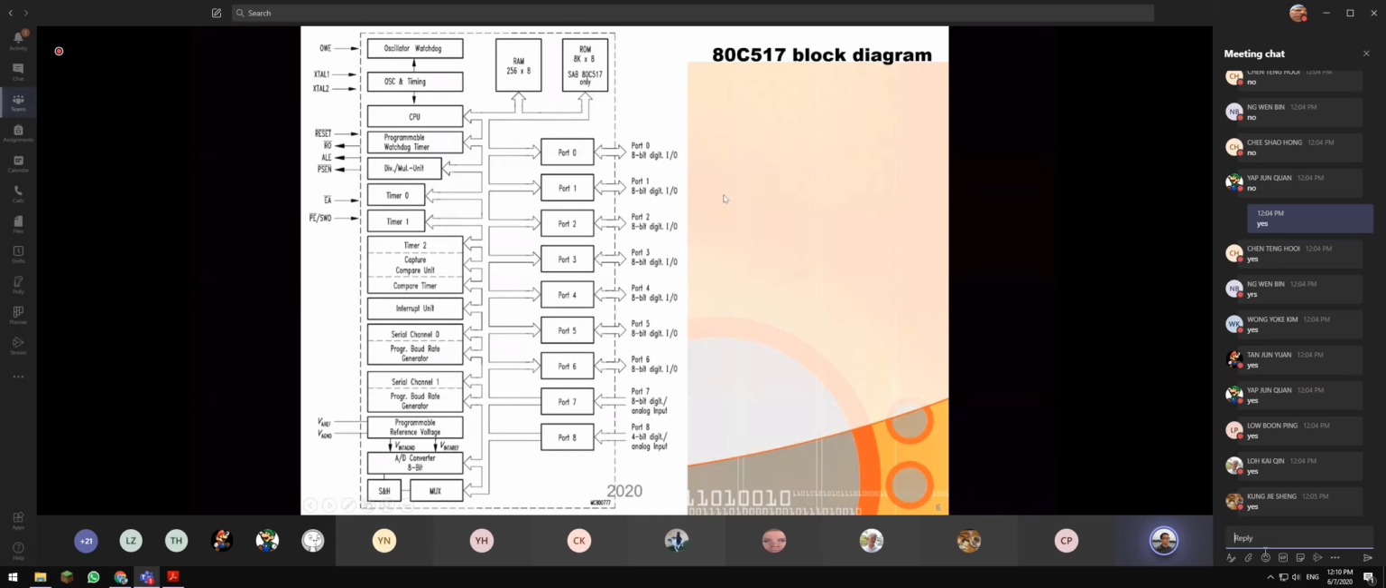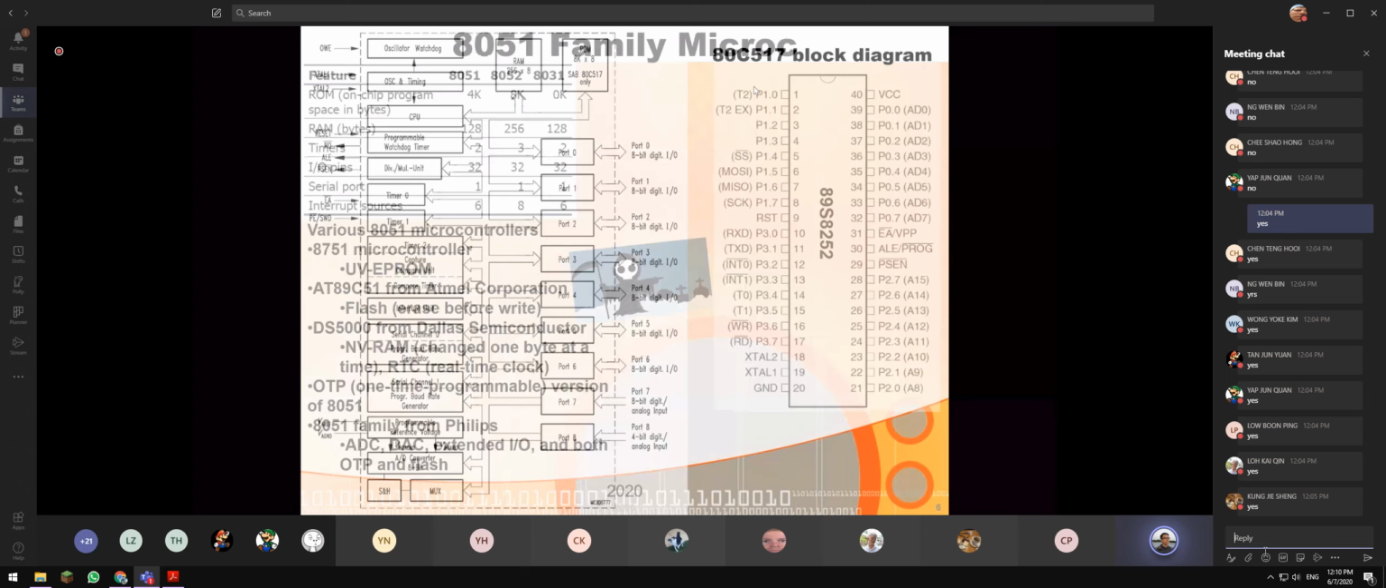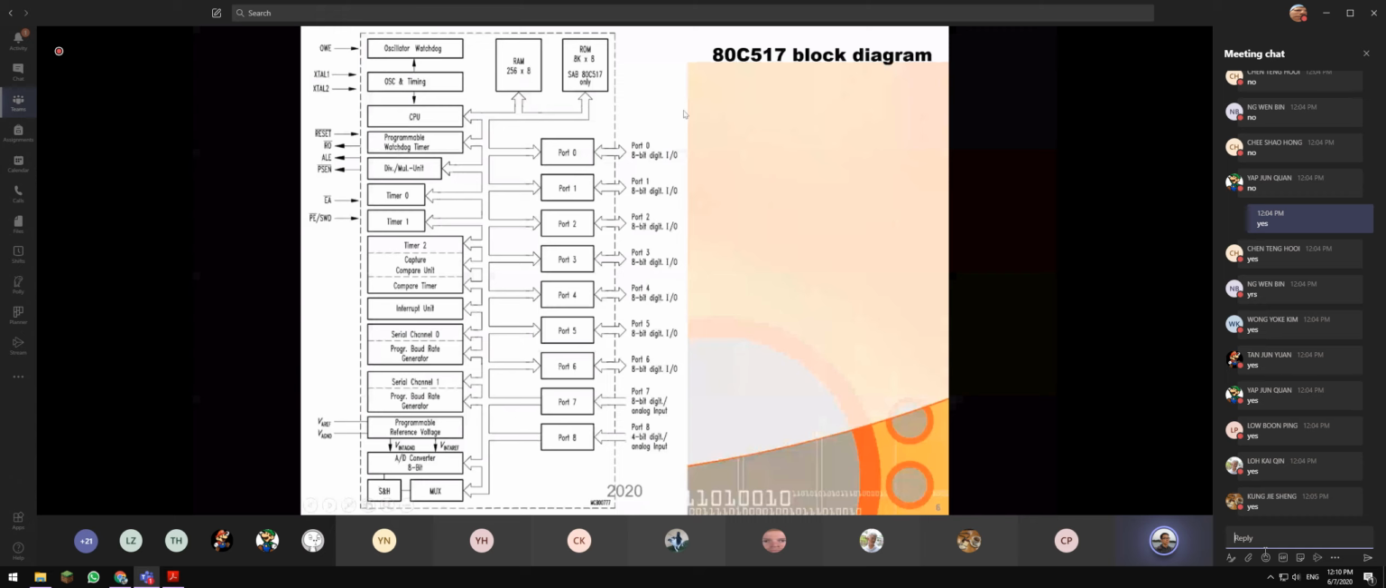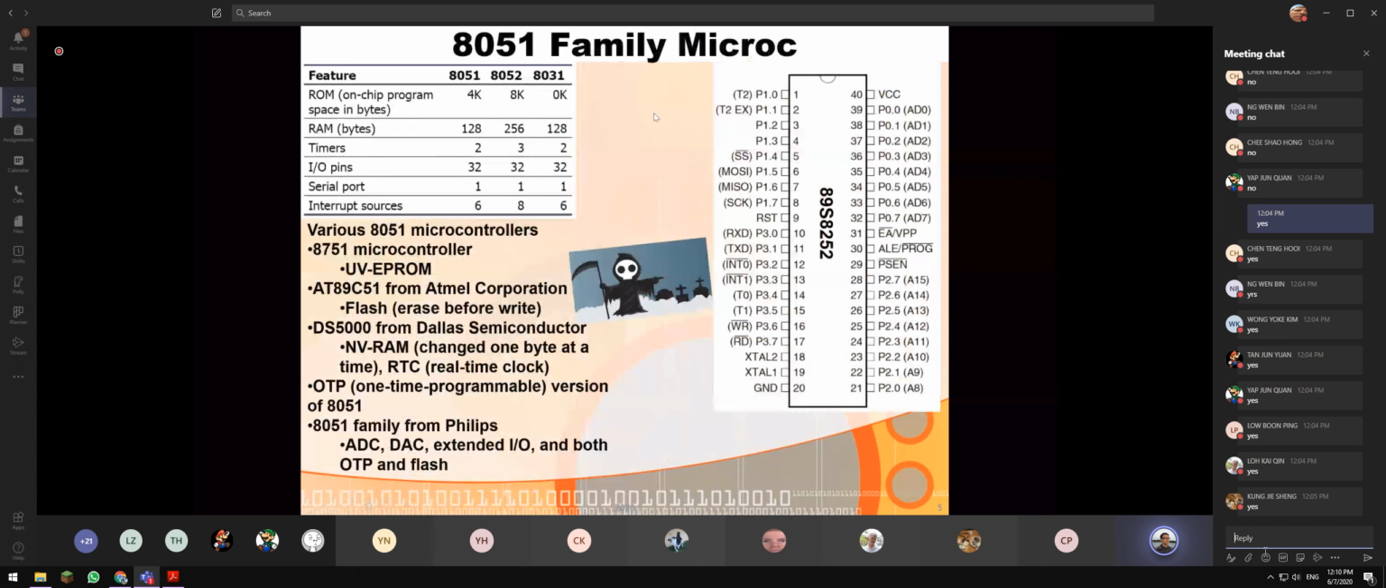So class, remember, the MCS 51 family microcontroller already existed in the market in the early 80s, before you were born. Like ESP8266 and ESP32, they only appeared in the market in the year 2000 plus. So this is what we call the 80C517 or MCS 51 family microcontrollers, the old generation of microcontrollers.